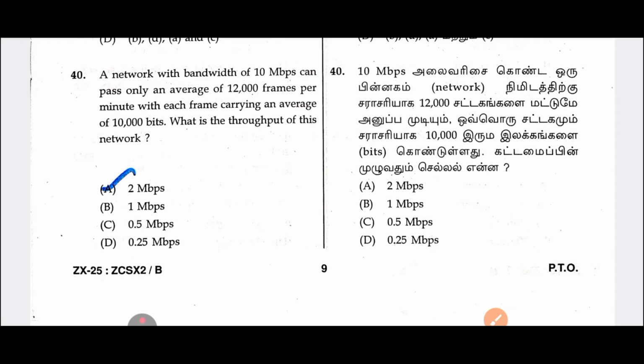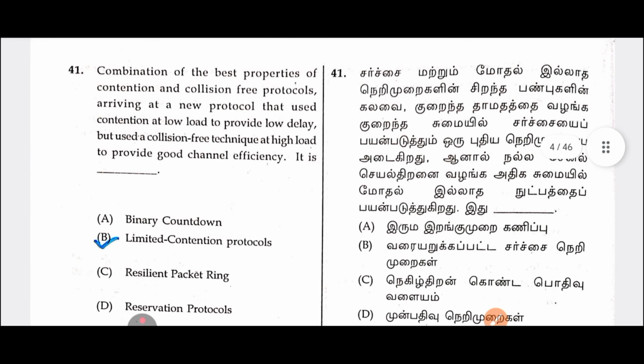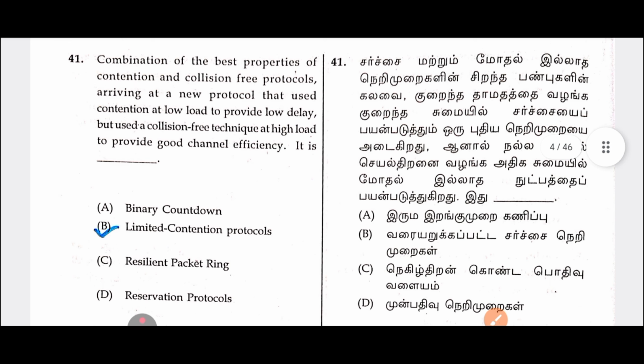A network with a bandwidth of 10 megabytes per second can pass only an average of 12,000 frames per minute, with each frame carrying an average of 10,000 bits. What is the throughput of this network? Correct option A. Combination of the best properties of contention and collision free protocols, arriving at a new protocol that used contention at a low load to provide low delay, but used a collision free technique at a high load to provide good channel efficiency. That is a limited contention protocol.